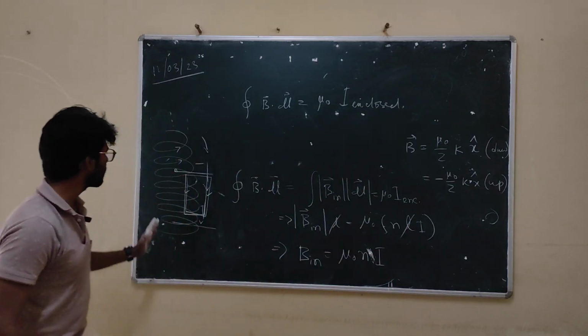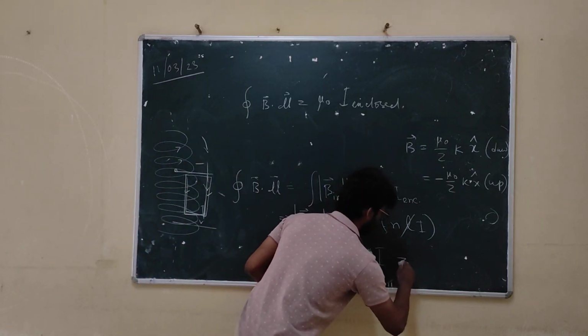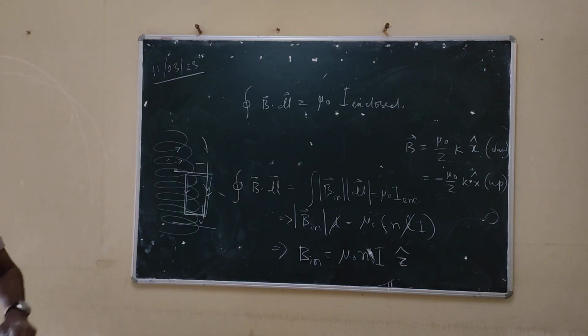The direction will be z direction, along the axis. So that is the magnetic field due to a solenoid.